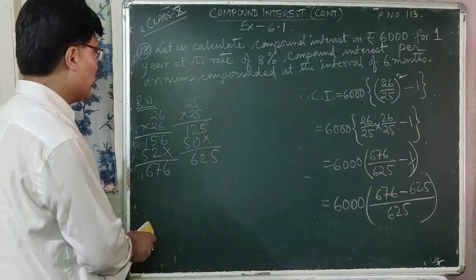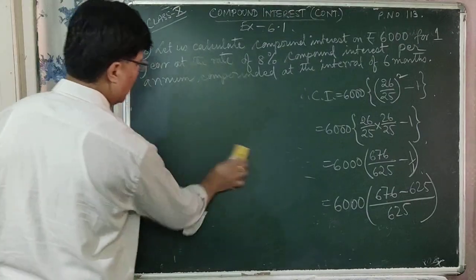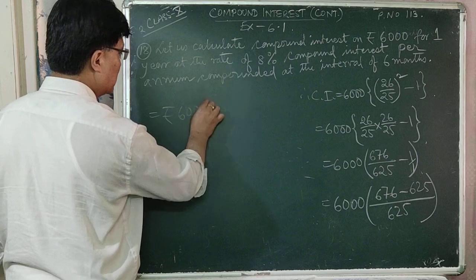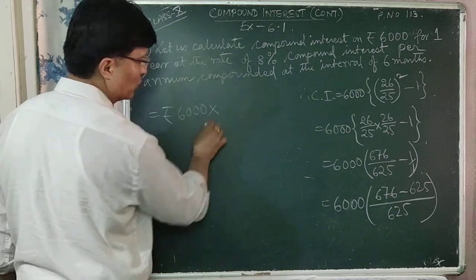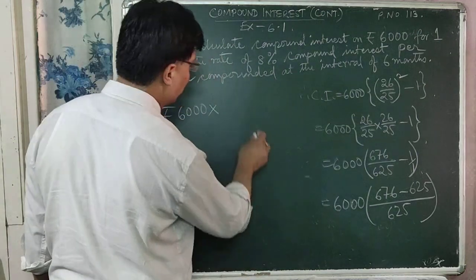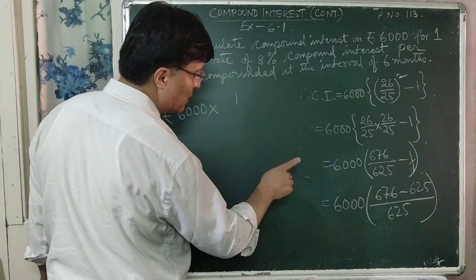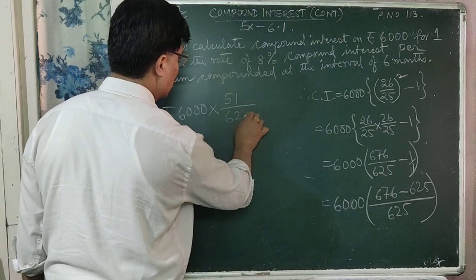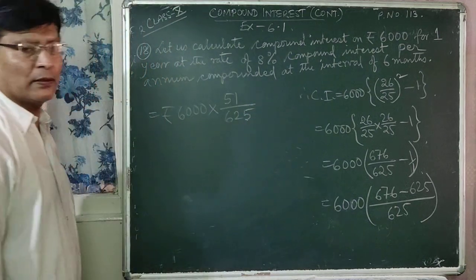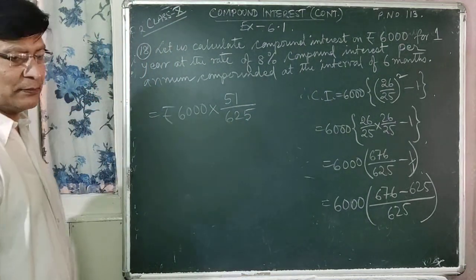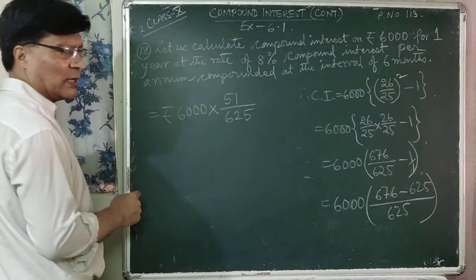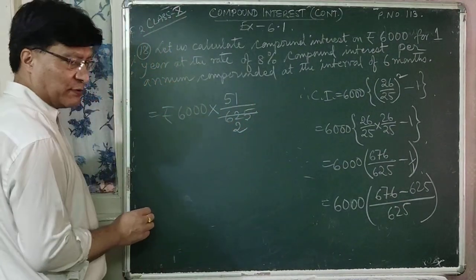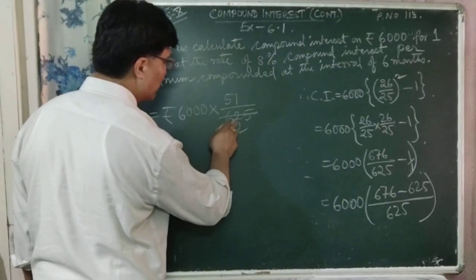Now let us simplify it. So which is equal to, you can write down rupees here, 6000 into, now subtract them. 6 minus 5 is 1. 7 minus 2 is 5. Divided by 625. So you can cancel here. You can cancel it by 25. 25 2s are 50, then 125.